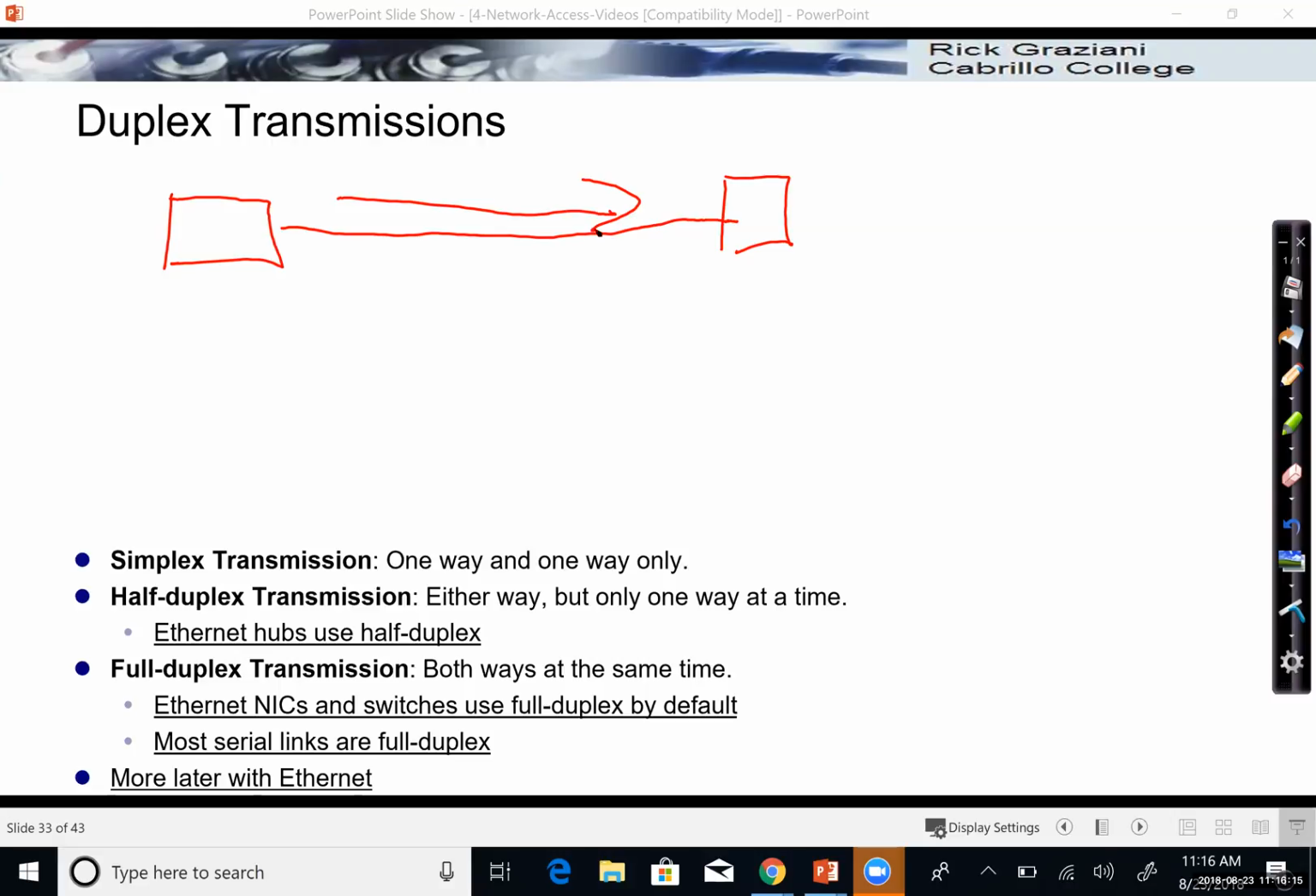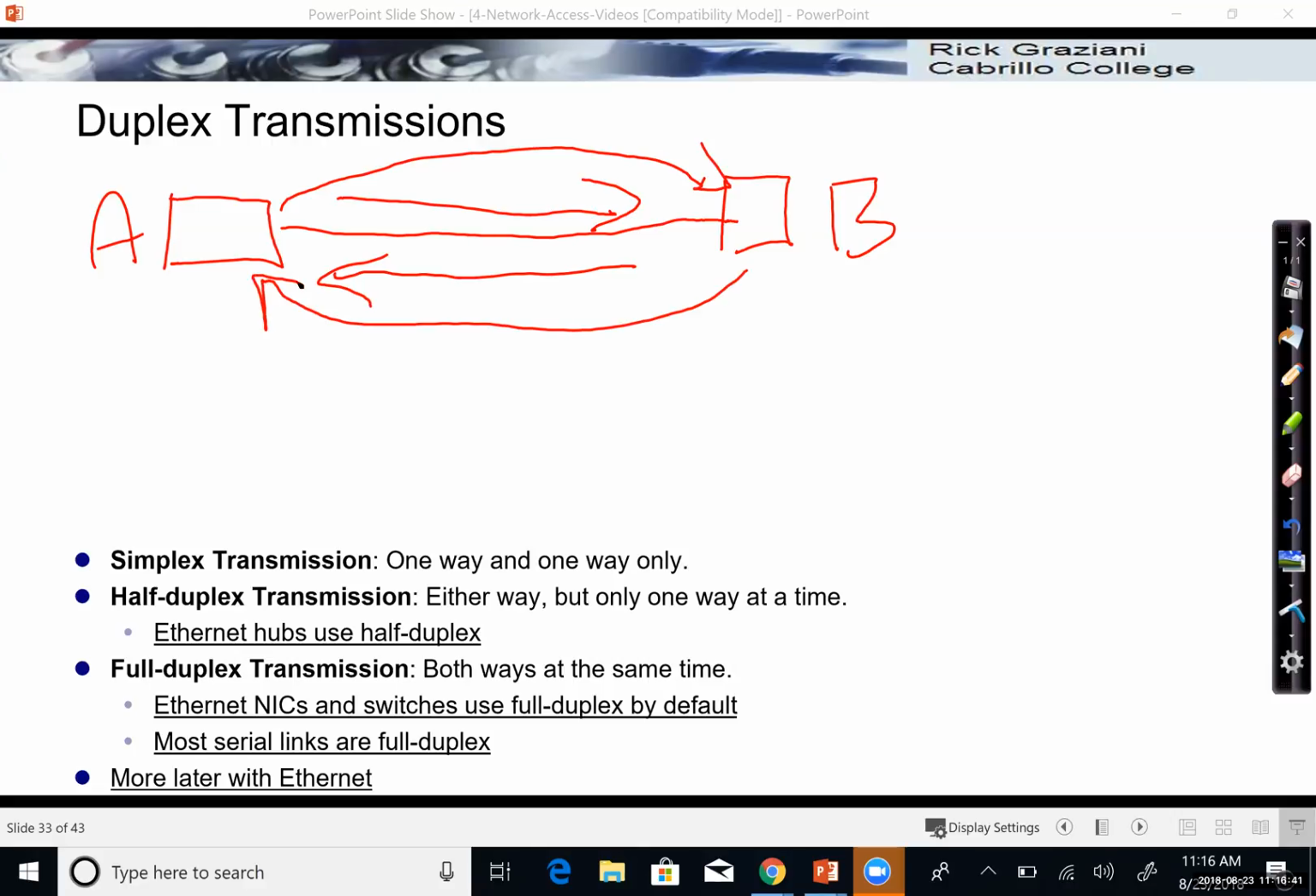Half duplex transmission. What half duplex transmission is either way, but only one way at a time. So I can go from, let's go from A to B here. I can go from A to B, or I can go from B to A, but I can't go both directions at the same time. So either A can be transmitting to B, or B can be transmitting to A, but not at the same time. Otherwise, we have what's known in Ethernet when we get there, known as a collision.